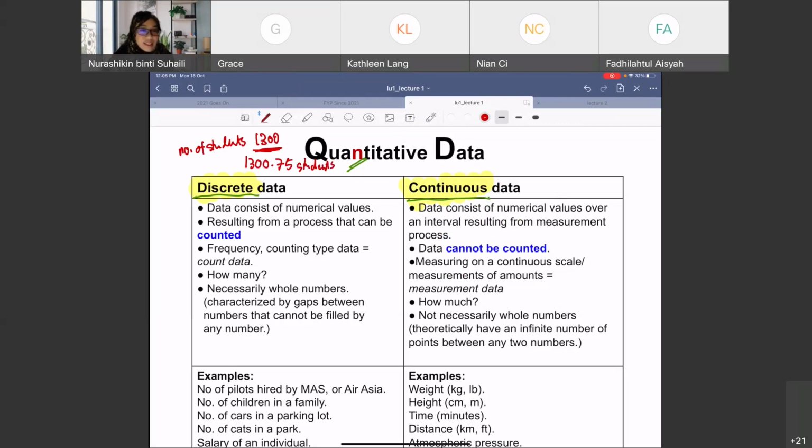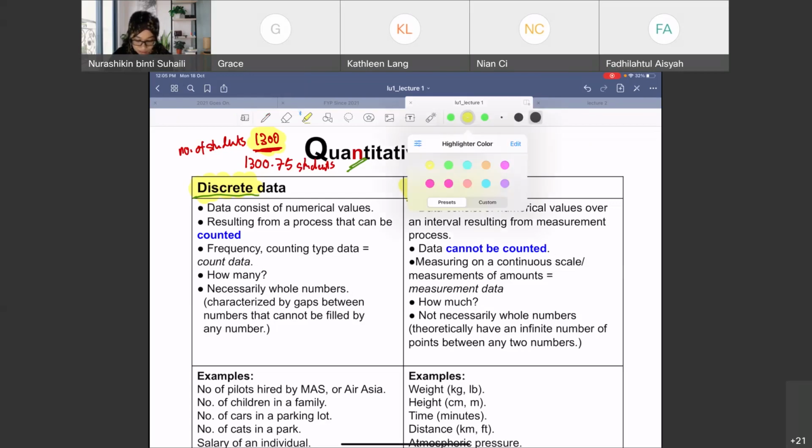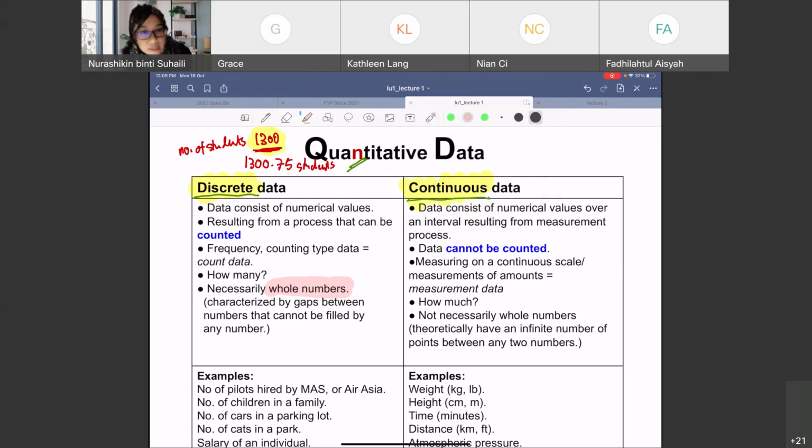It's just one solid number. Let's say 2 students, 3 students. I don't say 2.5 students. I don't say 2.79 students. Yeah. So this kind of data is discrete. So what kind of things involve discrete data? This is the term I was looking for: whole number. This is what we call whole number. Okay, there are no decimal points.